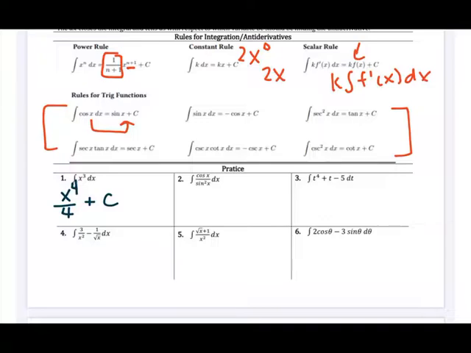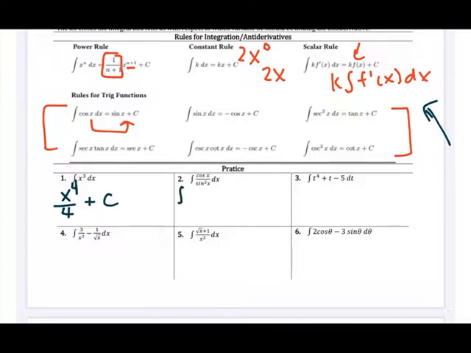Number 2. Some of you, if you have taken calculus before, are looking at number 2 and you're trying to think through some sort of U substitution or special rule. We haven't learned anything except for these rules up here. So what you should be thinking is, how can I manipulate this function in a way that I can use the stuff that I already know?